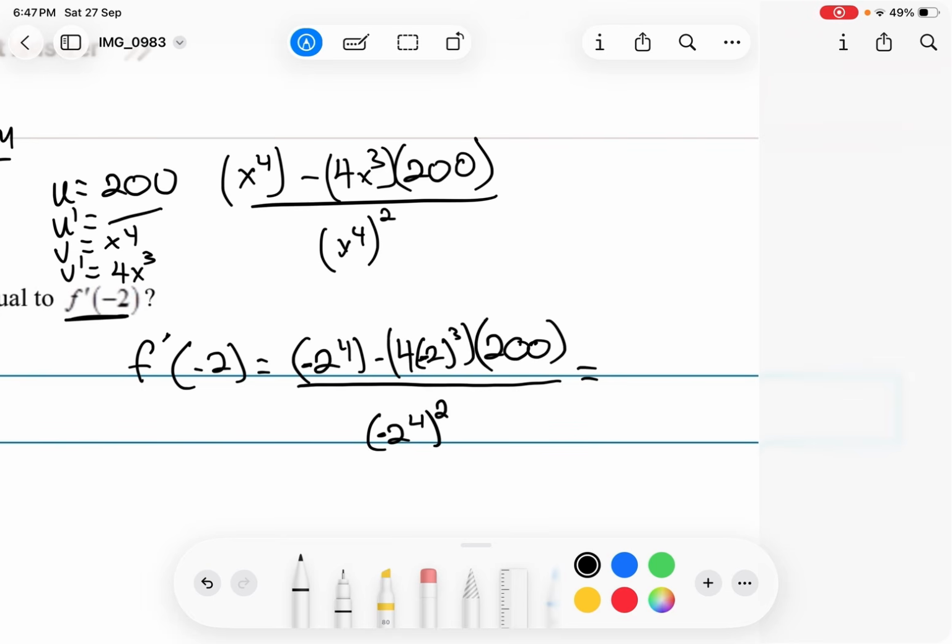You put it in the calculator, and you'll get 25. Okay.